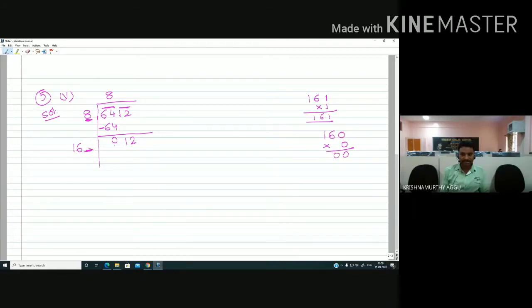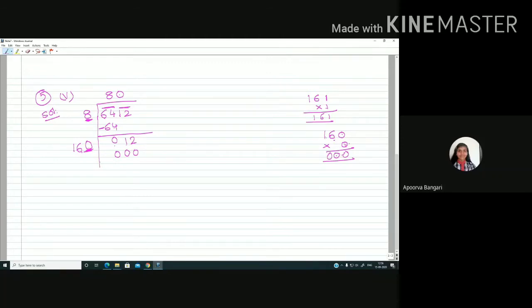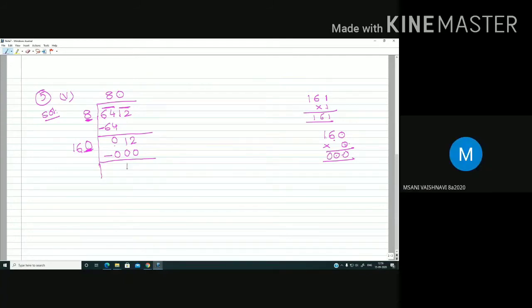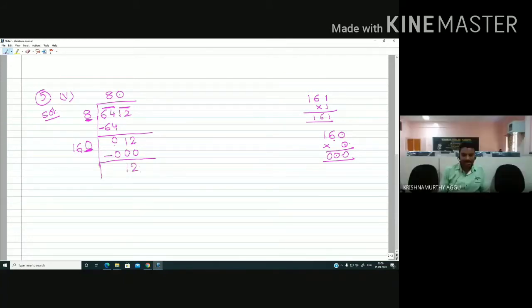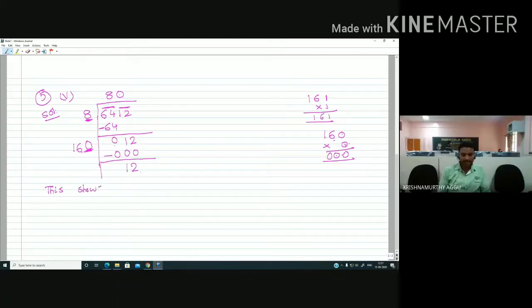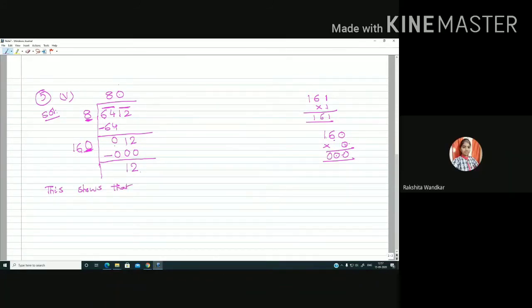So 0 into 0 is 0, 0 into 6 is 0, 0 into 1 is 0. All zeros only. If you place 0 here, place 0 here also. So 160 into 0 will give 0. So what is the remainder you got after subtracting? 12. Same as our previous question. This shows what is the quotient you got?